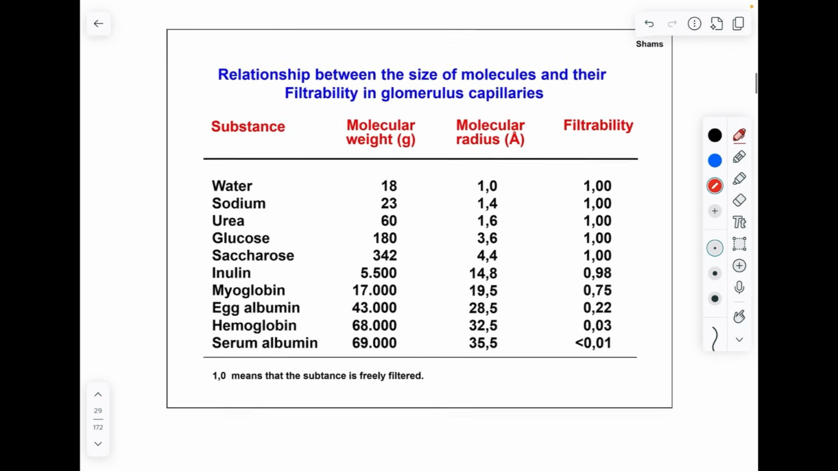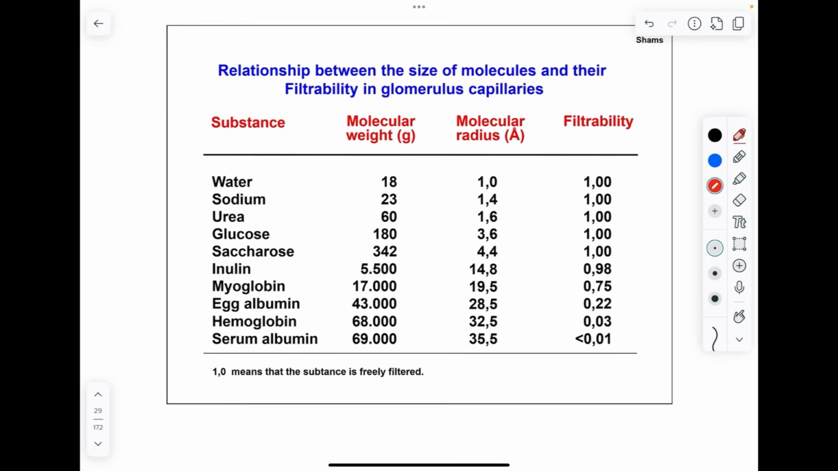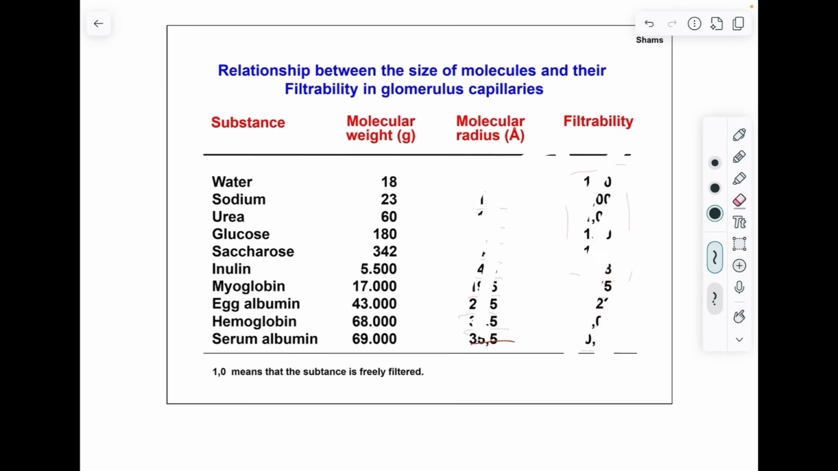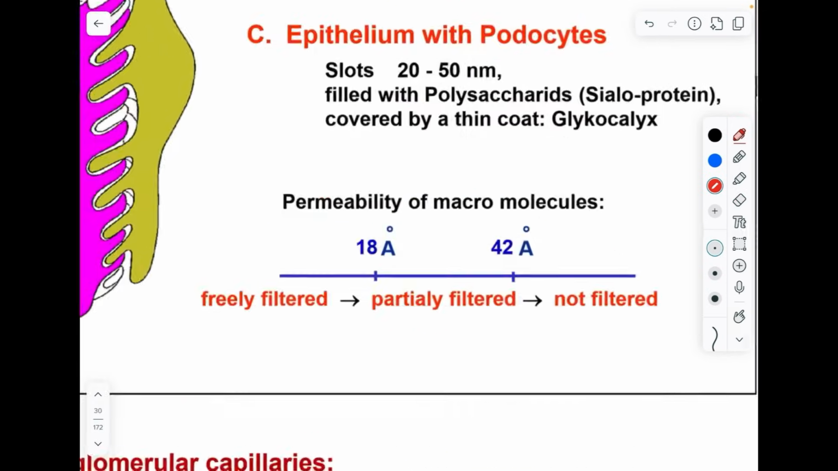Now here, do not memorize the whole of this, of course, but just notice this, guys. If the radius is less than 18, for example, all of these guys, you will see it's almost all one, except for aniline, because it's approaching the 18. If it's bigger than 18, can you see how it decreases the filterability? It decreases so much.